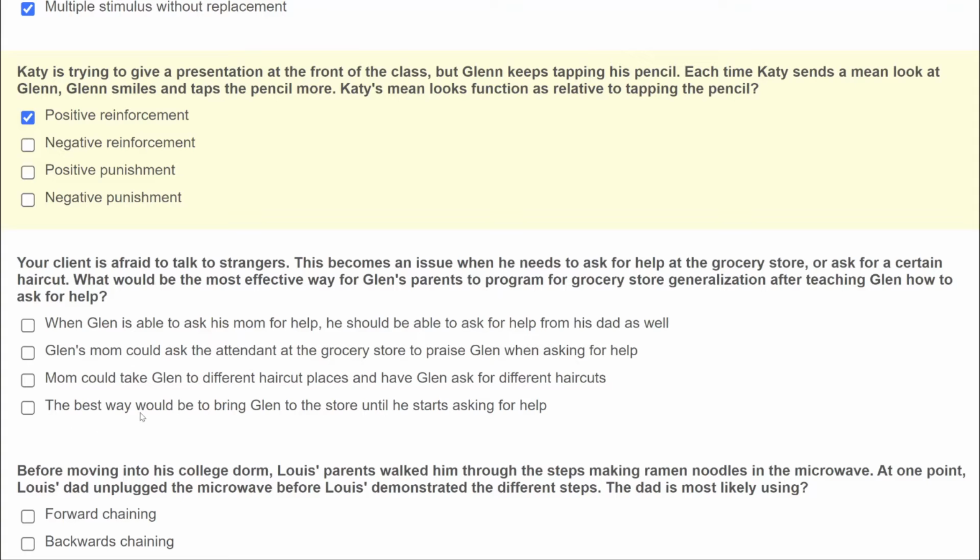And then D, the best way will be to bring Glenn to the store until he starts asking for help. The worst way to program for generalization is just brute force, hoping it generalizes, hoping eventually Glenn asks for help. We need to actually program for this.